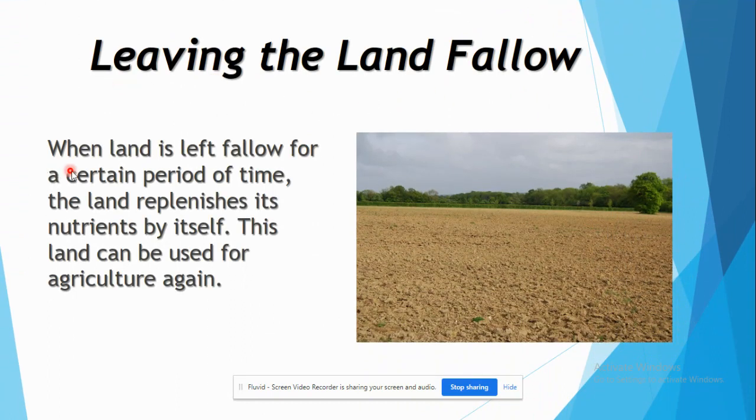Leaving the land fallow. When the land is left fallow for a certain period of time, the land replenishes its nutrients by itself. This land can be used for agriculture again. So if I cultivate crop one now, then after harvesting it, I must leave the land fallow so that it can replenish the nutrients by itself. I need not add anything to it. It can replenish nutrients by itself. So after it replenishes, this land can be used again for agriculture.